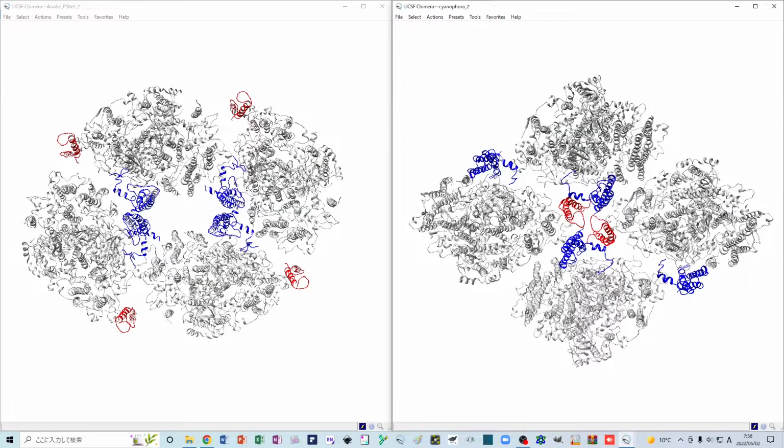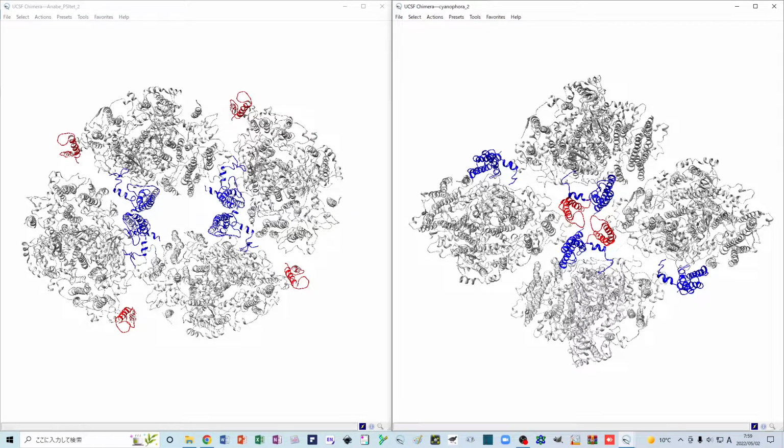Next is why such unique interactions occur in the Cyanophora PS1 tetramer, totally different from the Anabaena PS1 tetramer. The characteristic subunits are shown here. Blue is PsaL and red is PsaK. You can see different interactions between the two subunits in the Cyanophora PS1 tetramer and the Anabaena PS1 tetramer.